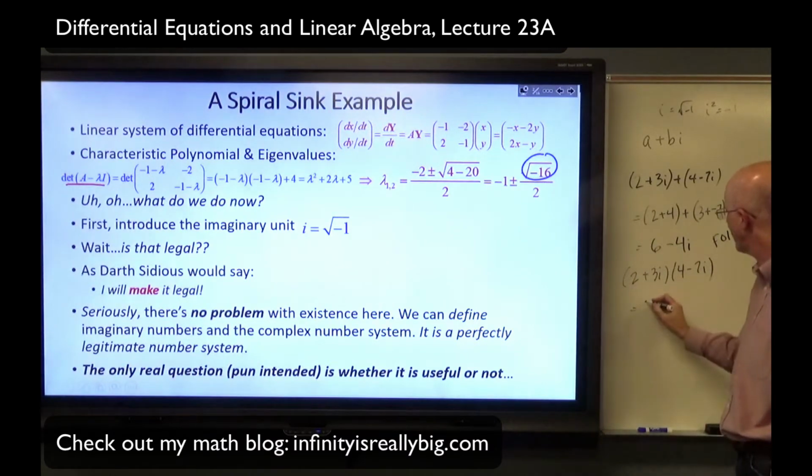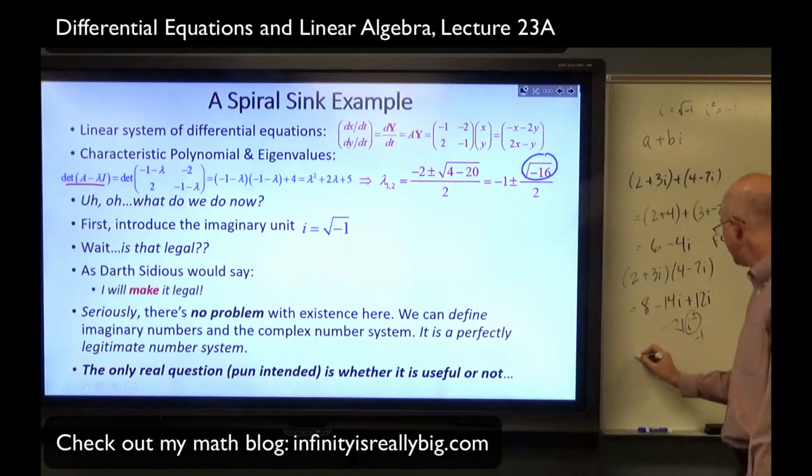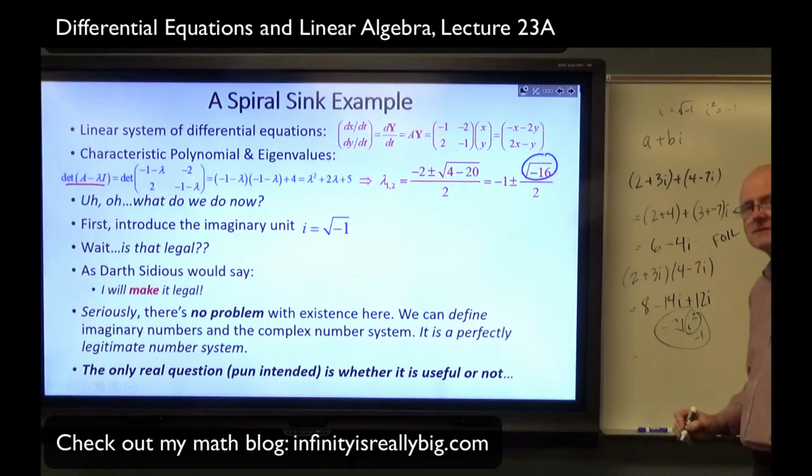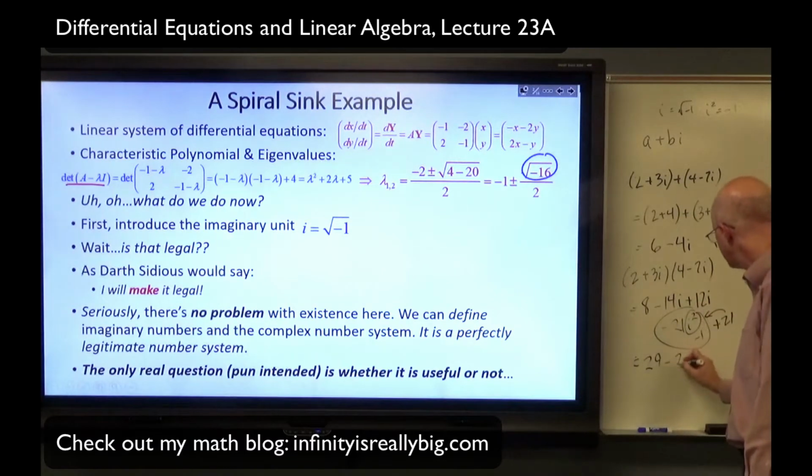First times first, 2 times 4 is 8. Outside times outside is 2 times negative 7i, which is negative 14i. Inside times inside is 3i times 4, which is 12i. And last times last is 3i times negative 7i. That would be minus 21i squared. Replace the i squared with negative 1. That makes this whole thing negative 21 times negative 1, which is positive 21. 8 plus 21 is 29. Negative 14i plus 12i is negative 2i. And there's the answer, assuming I have not made a mistake.